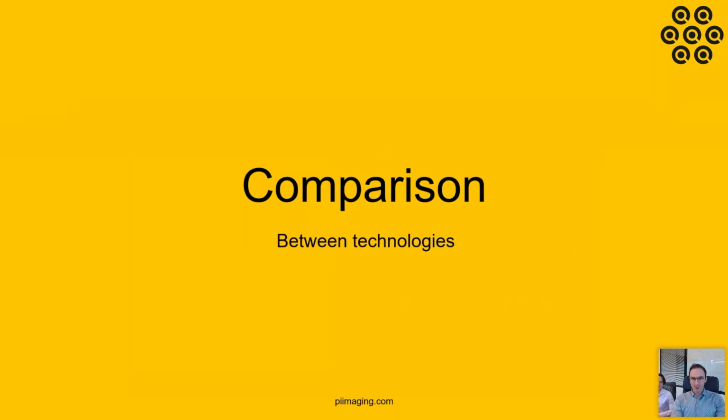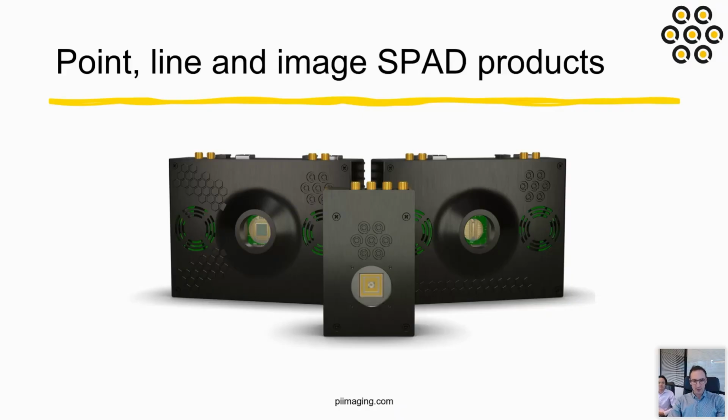We will dwell now into the details of how SPADs compare to other technologies. Before we do that, I would like to emphasize the fact that we have 3 types of SPAD arrays: point, line, and image sensors. When I say point, I still mean a small SPAD array, just limited in the number of pixels. Line is intuitive, and an image sensor is something which represents more a camera.